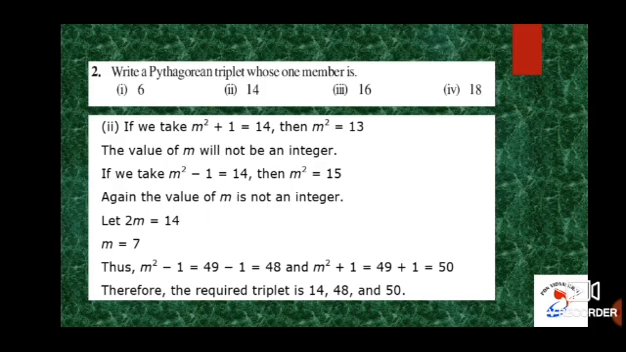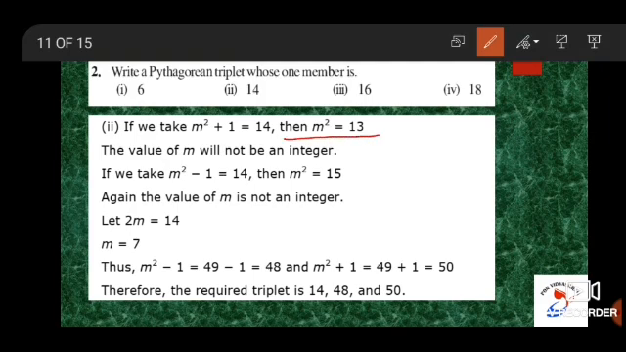Subdivision 2, the question is 14. Again, if you take m square plus 1 equal to 14, m square will be 13. The value of m will not be an integer. Then if you take m square minus 1 equal to 14, then m square will be 15. Again the value for m is not an integer. So 2m is 14, so m is equal to 7. Thus m square minus 1 is equal to 49 minus 1, that is 48, and m square plus 1, that is 49 plus 1, that is equal to 50. Thus the required triplet is 14, 48 and 50.